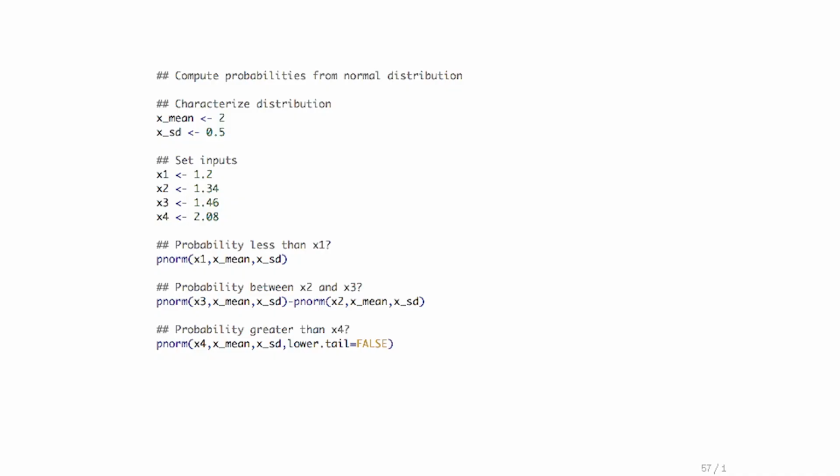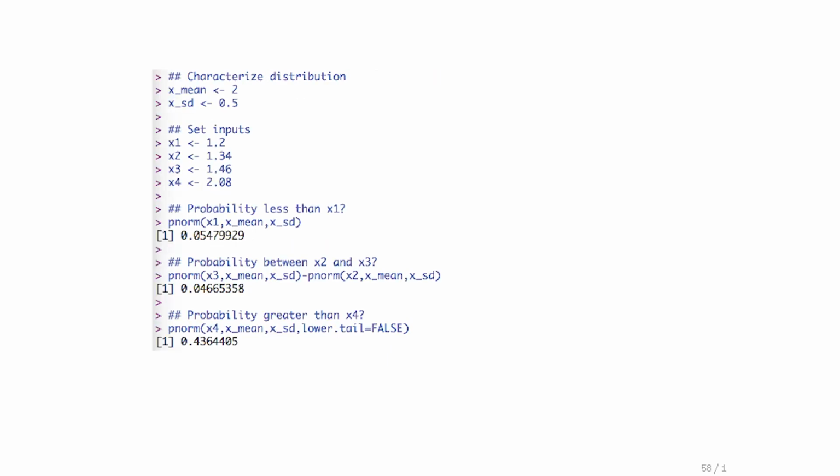So this happens to be for a normal distribution that has mean 2 and standard deviation 0.5. Then the inputs are what we have below. You set your inputs. Then you ask for the probability that it's less than x1, the probability that it's between x2 and x3, and the probability that it's greater than x3. You will need lower tail false for that. Lower tail true is the default, so you don't need to specify it. And that's the result you are getting with these numbers. The probability that it's less than x1 is 0.05. The results don't matter, but if you write the code like that, it's going to give you this kind of result.